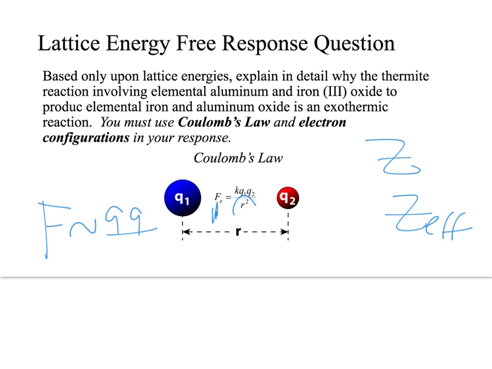If this is the distance from here to here between these two charges, the radius is half of that. So technically, Coulomb's law is the force of attraction equals a constant times the two charges, 1, 2, divided by the radius squared. This radius squared is your distance.